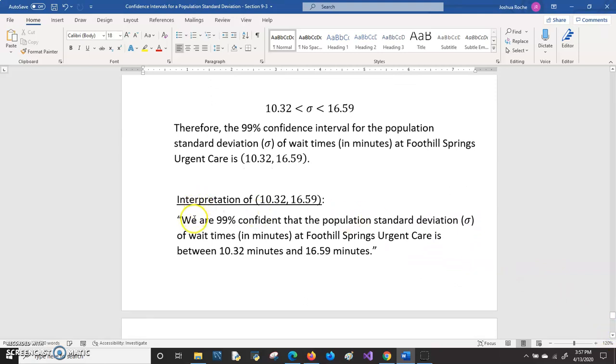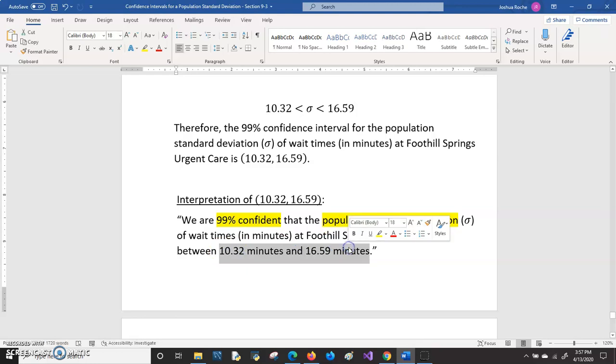And one way to interpret that would be in a sentence like this. We could say, we are 99% confident that the population standard deviation of wait times in minutes at Foothill Springs Urgent Care is between 10.32 minutes and 16.59 minutes. And again, you can word this interpretation in different ways, but however you write it, you want to mention your level of confidence, you want to mention what you're estimating, and of course you want to mention the interval itself.